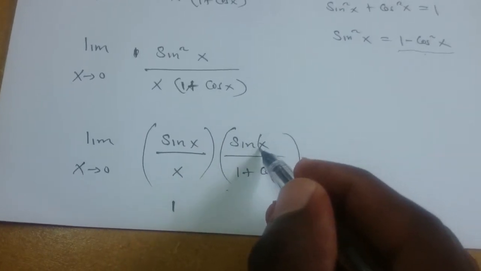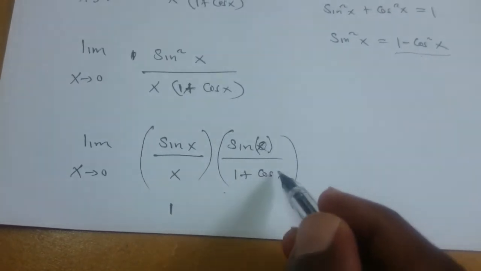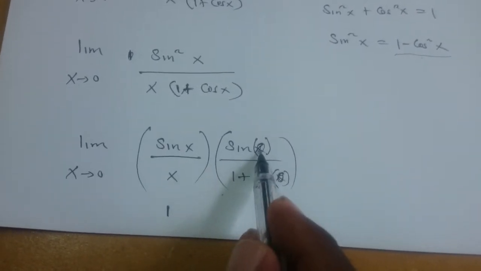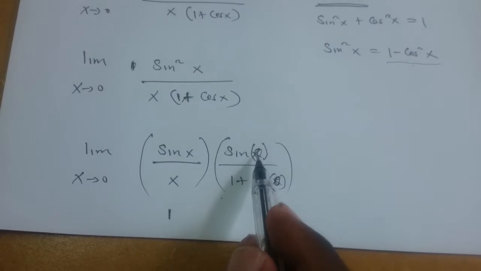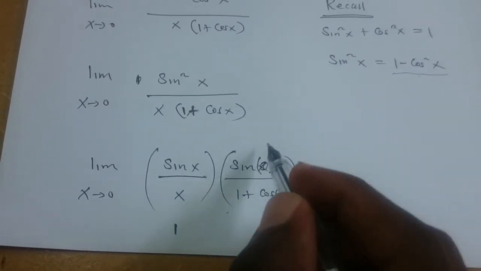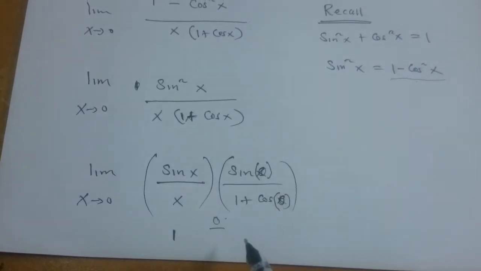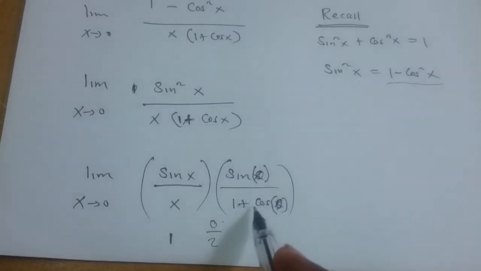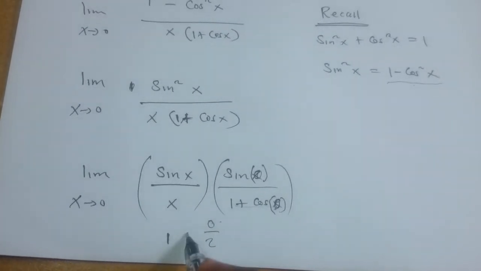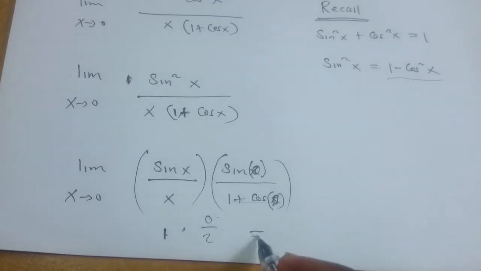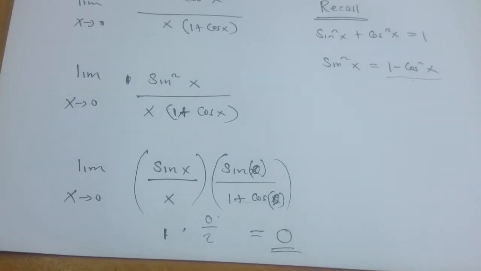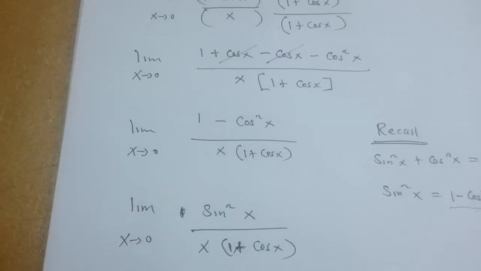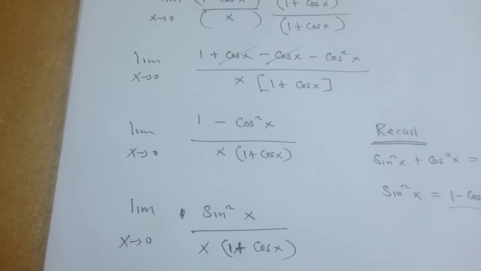Then we can substitute 0 for x in the other factor. So we're going to have sine 0, which is 0, over 1 plus cos 0. Cos 0 is 1, so 1 plus 1 is 2. So we have 1 times 0 over 2, which is just equal to 0. What we started from here, we come here.